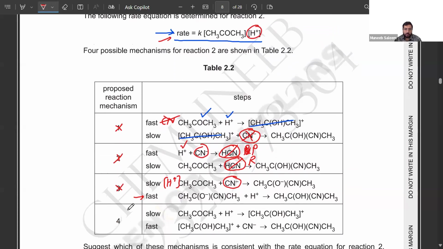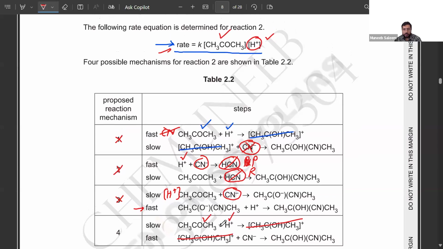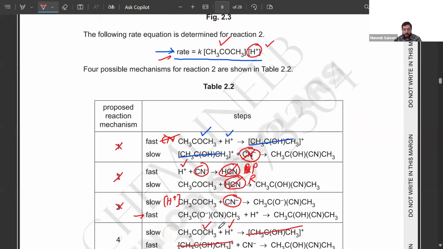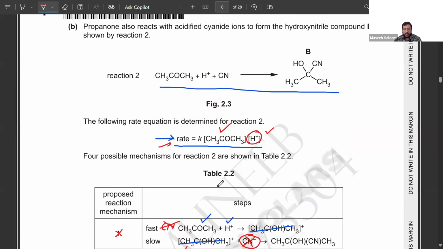Now we check the last proposed mechanism. The last proposed mechanism shows that the slow step contains the propanone of the rate equation and the hydrogen ion of the rate equation. That is fine. And this is the intermediate step. This intermediate is now cancelled with the faster step later on. So you will now have both the reactants of the rate equation and also the cyanide ion of the chemical reaction.